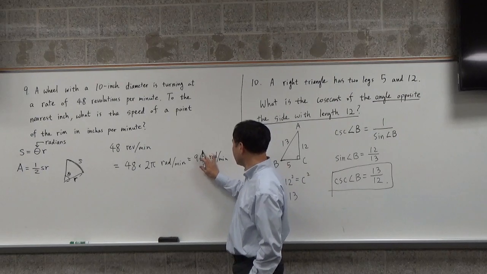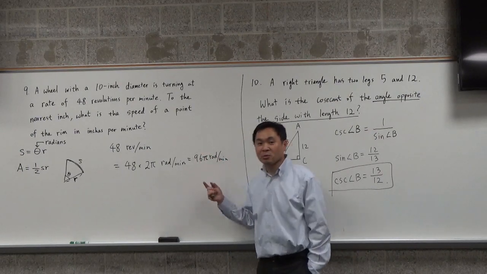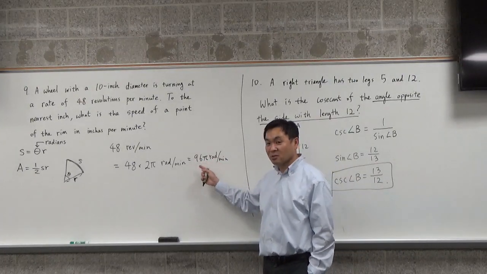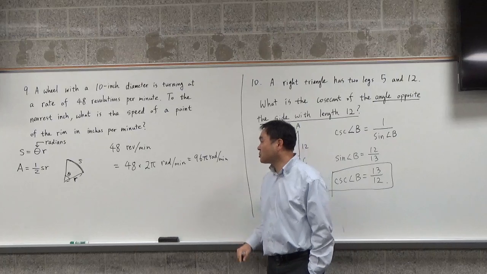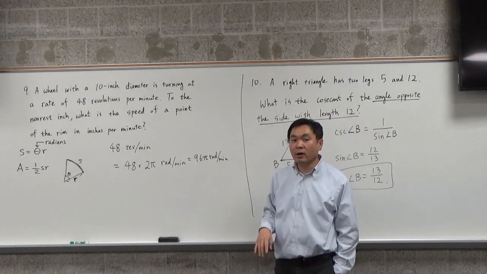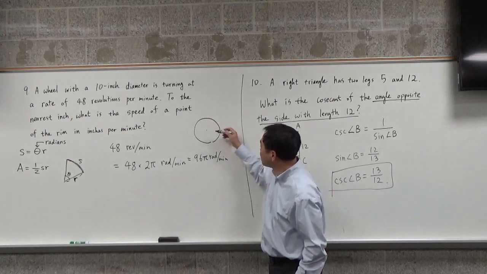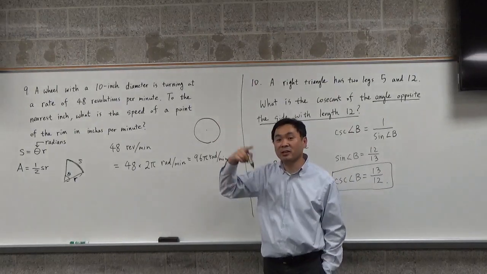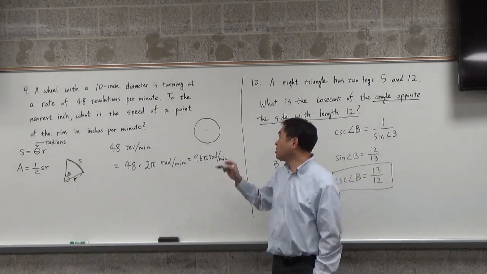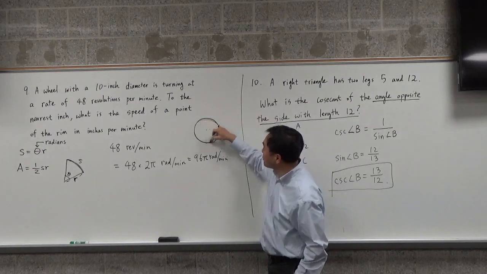Is pi. And of course you can further plug in the value 3.1416 to get the decimal value for this, but let's do that later. Okay. All right, so now the thing is, that's how fast the wheel is rotating in terms of angles. But now you want to know how fast a point on the rim is traveling.